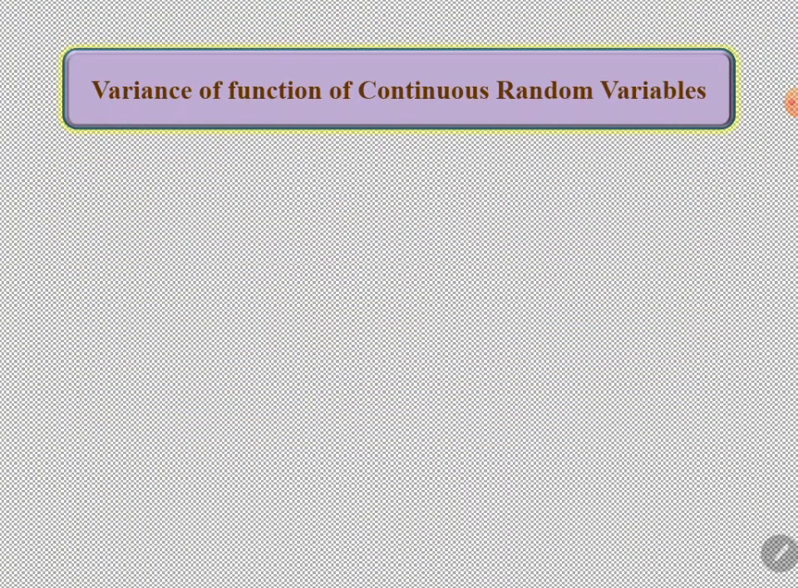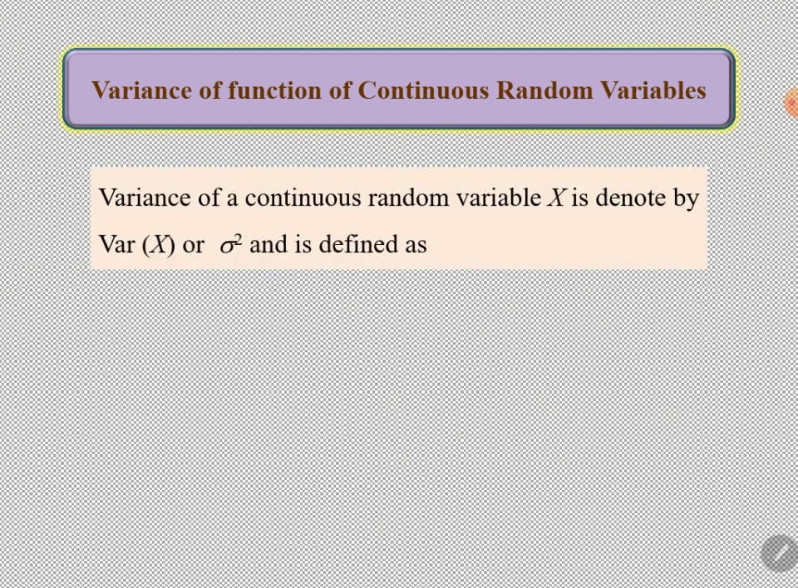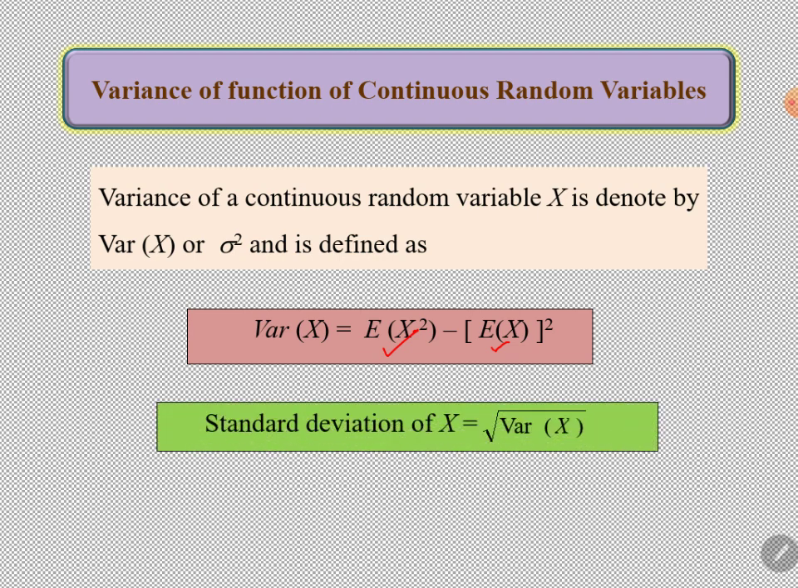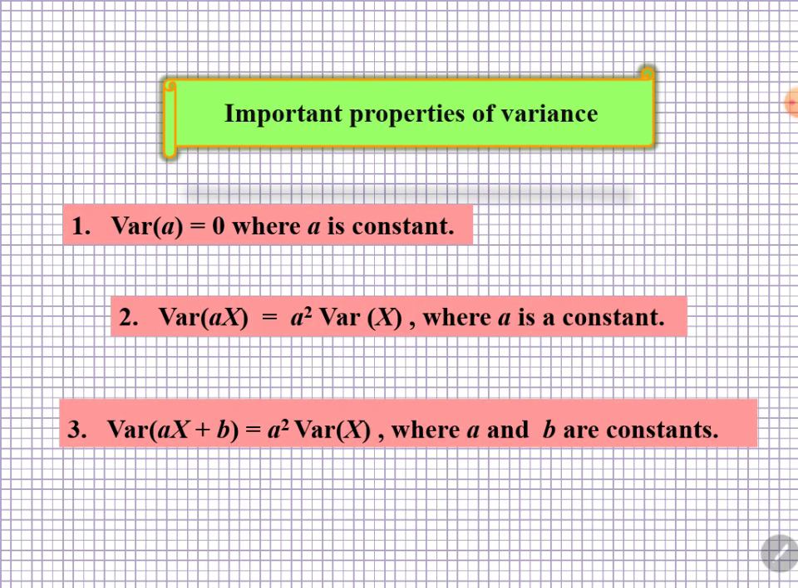The next concept is the variance of a function of continuous random variables. It will be the same as the discrete case, which is the variance of x is equal to the expected value of x squared minus the expected value of x, all squared. So what you need to do here is to find the expected value of x squared and the expected value of x, substitute the values into the formula of variance, and then you can find the standard deviation, which is the square root of variance.